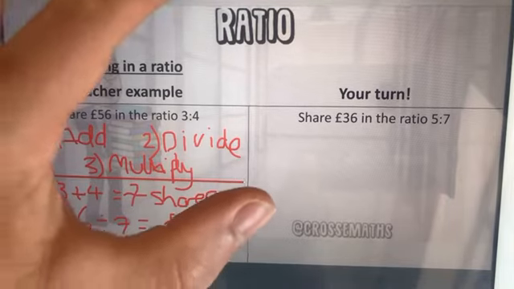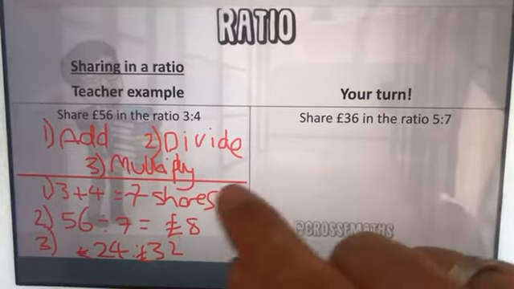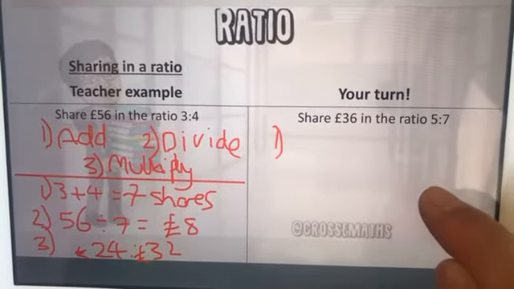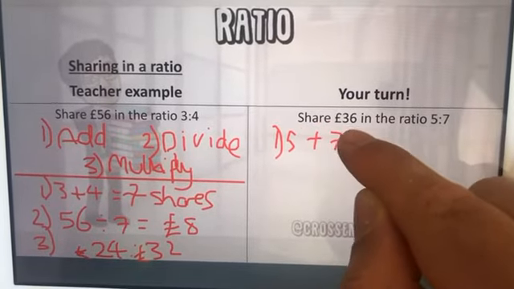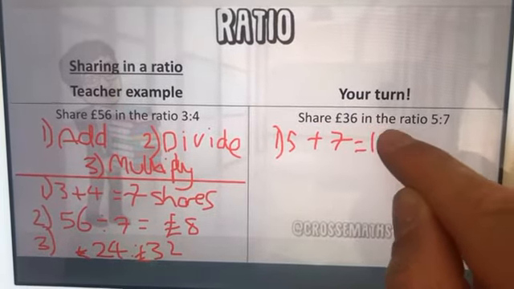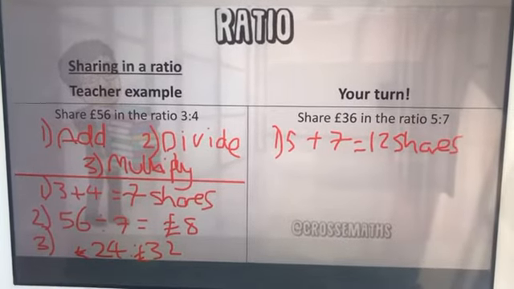Right, guys, so going to go through these, okay? Again, if you haven't finished yet, don't worry, don't panic, you just carry on and maybe listen to me going through it. Right, guys, 3 steps. So on my first step, I'm going to add my ratios together. So I'm going to do 5 plus 7 gives me 12 shares. Altogether, I got 12 shares.